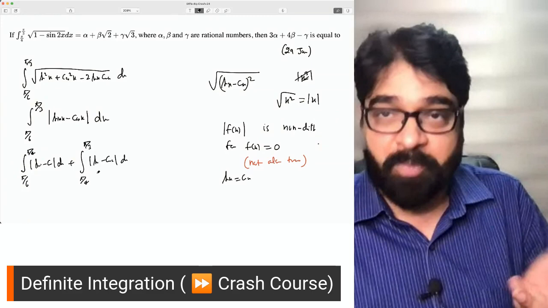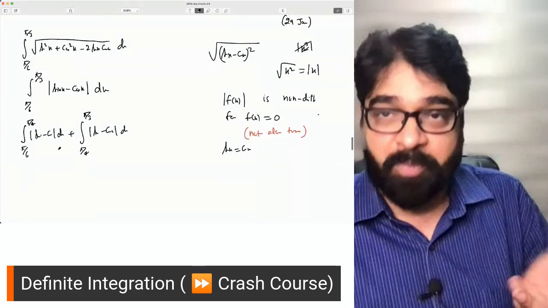Why did I break it? Have you understood or not? Yes. A problem is that, sir, how to remove this mod? Very simple. The graph I taught you in the basic maths. If you remember or not, I don't know. This is the sin x graph. And what is this? Cos x graph will be something like this. Yes or no? This is your cos x graph.